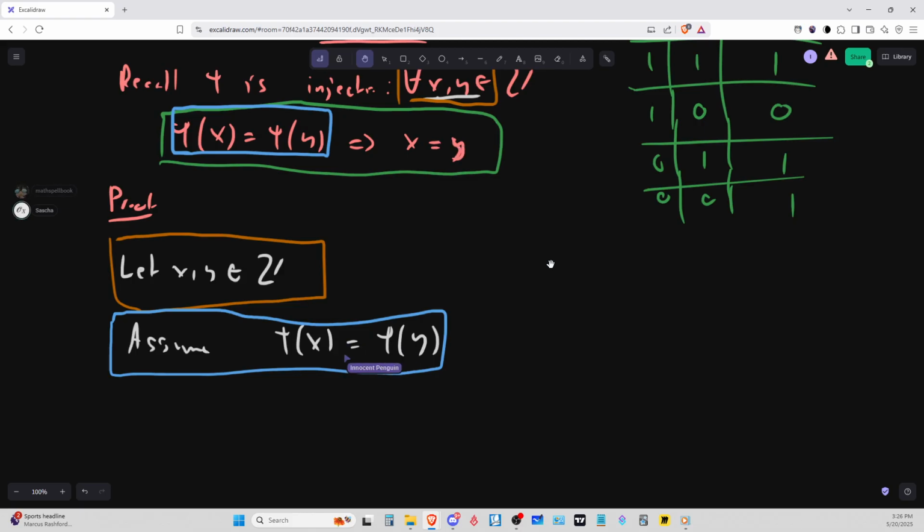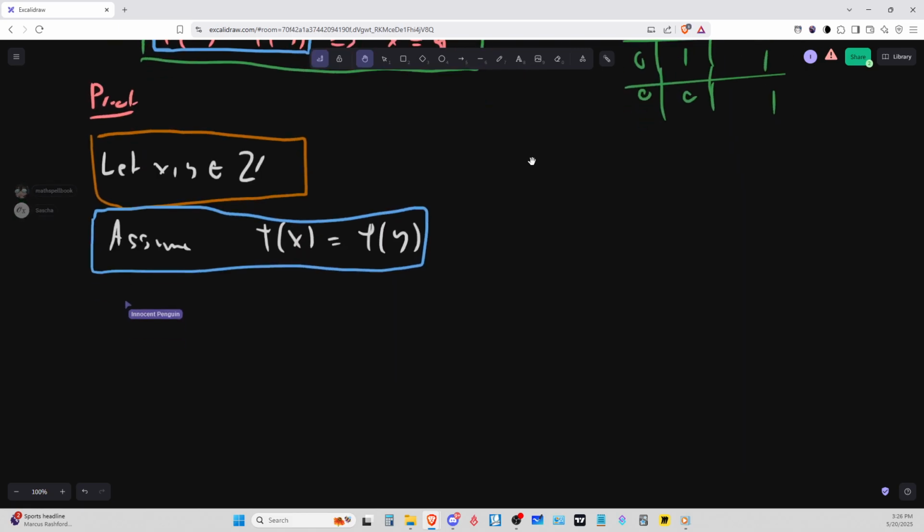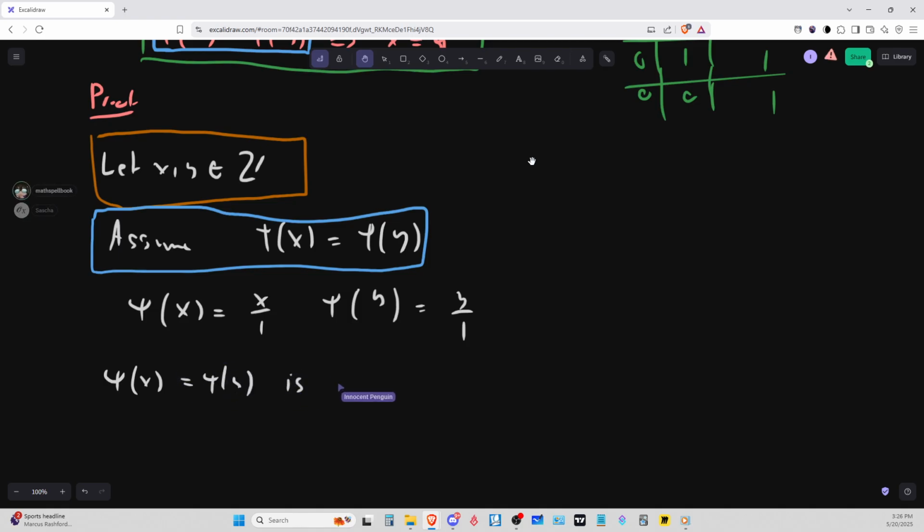So maybe a good thing we could do is just restate the definition of psi. We said that psi is very simple. We just take some x and we put it on this, and the same goes for y. So now our hypothesis says that psi x is equal to psi y. So psi x is equal to psi y is equivalent to x over 1 is equal to y over 1, right?